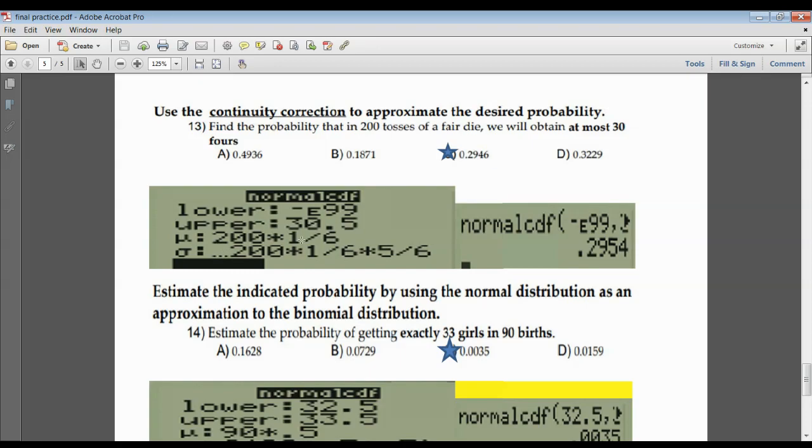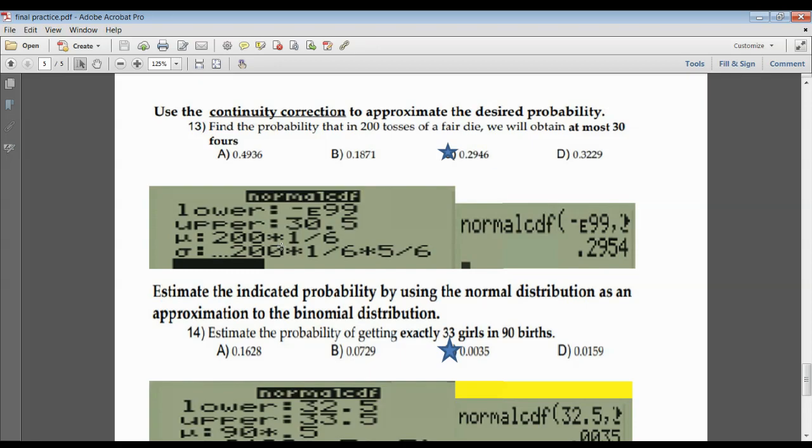The mean is n times p. The probability of rolling a 4 is only 1 out of 6 faces, so it's 1 chance in 6. The standard deviation is the square root of n, 200, times p, which is 1/6. Well, if p is 1/6, then q is 1 minus 1/6, or 5/6. Notice you don't need any parentheses here. What you don't see here is the fact that this is the square root. I run out of space when I'm doing it because there's just so much room on the calculator.